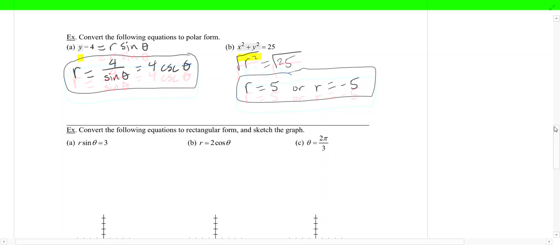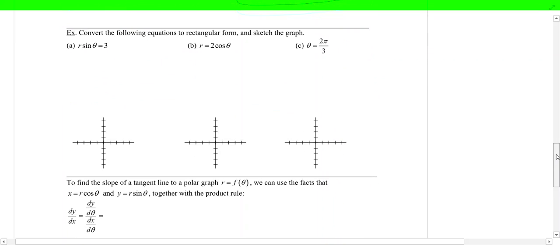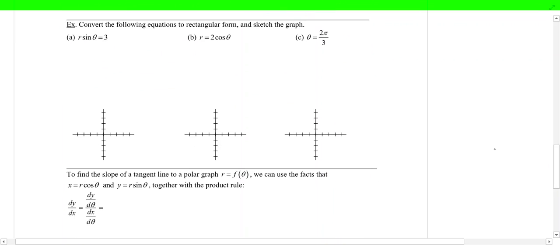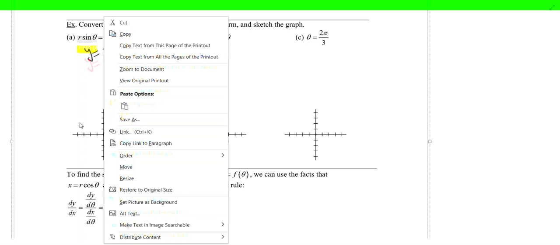All right. Next. Now we're going to convert some equations to rectangular form. So we converted rectangular to polar. Now we're going to go the other way. Well, looking at this, didn't we just use this? R sine theta is y. So this is just y equal to 3. Well, y equal 3, 1, 2, 3 is this right here. There's y equal 3.